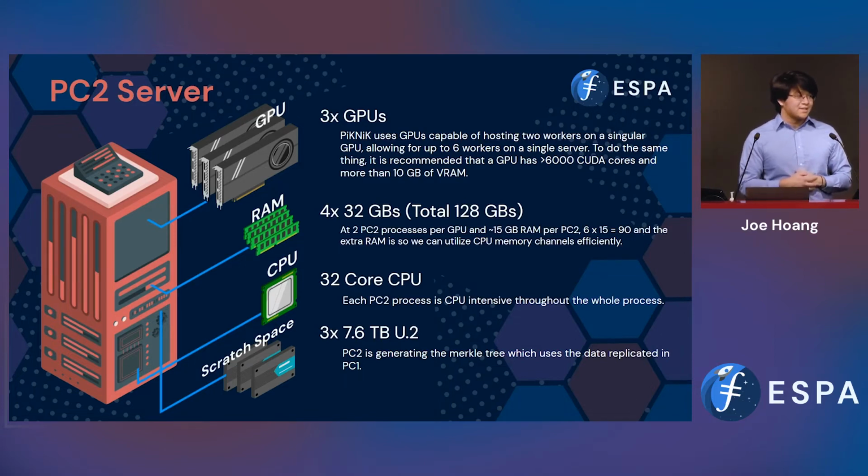But 96 is not too friendly when you think about the powers of 2, so we give it 128 gigabytes, extra RAM for extra leeway that the server needs to do its calculations. We give it a 32-core CPU because the pre-commit 2 process is intense on the CPU throughout the entire thing, and we also go ahead and give it the most amount of scratch space, 3 7.6 TiB U.2 drives.